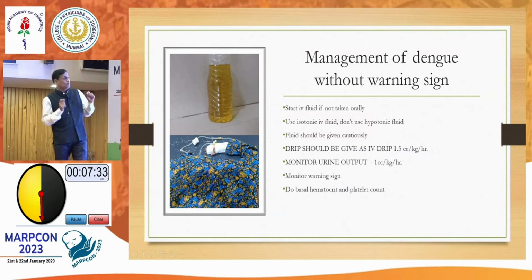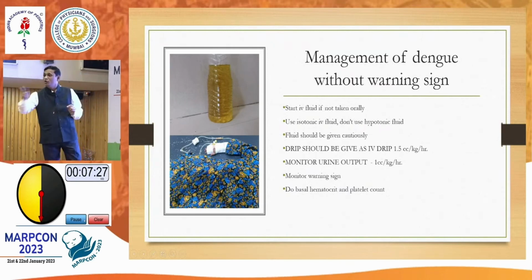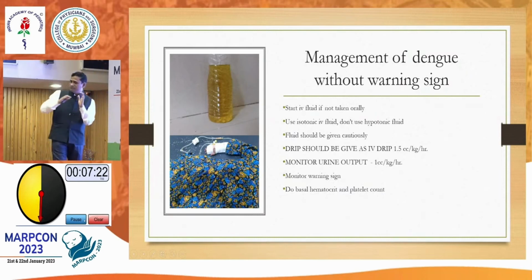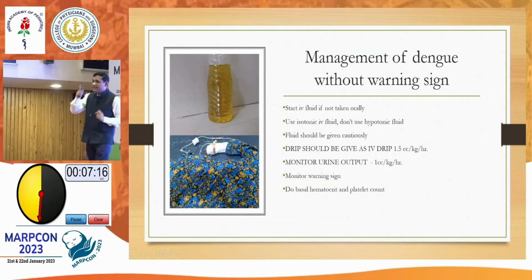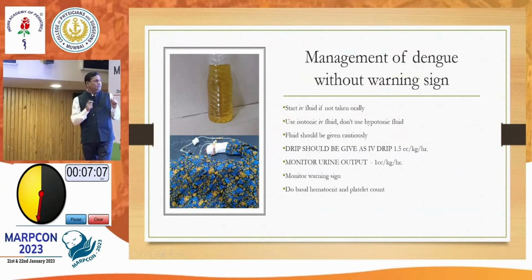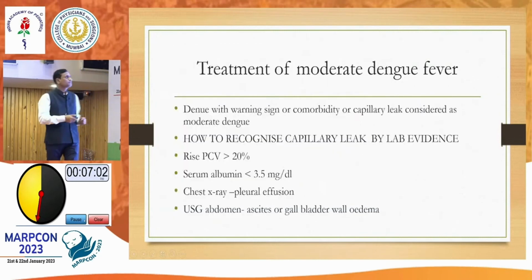So you have to give IV fluid as a drip with infusion, that is only 1.5 cc per kg per hour. It is very much less than the maintenance fluid. Maintenance fluid is 4 cc per kg per hour. You have to restrict the fluid because excess fluid gives trouble in the critical phase and it boomerangs in the critical phase. Monitor the warning signs and do the basal hematocrit and platelet count in this phase.